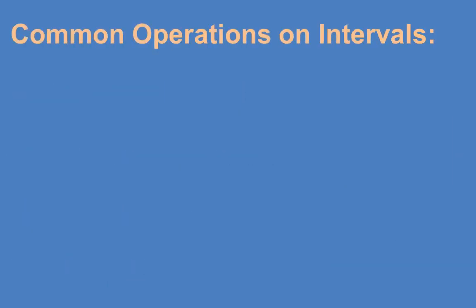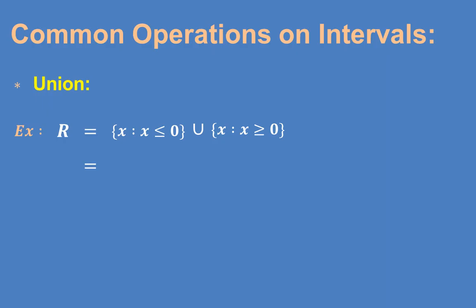Now, let us take some common operations on the intervals. The first operation is the union. The union of two intervals combines all the elements from both intervals. For example, the set of real numbers is represented by the union of these sets, and these sets are represented by these intervals. The union of these intervals combines all the real numbers from both intervals, and it is represented by the open interval (-infinity, infinity).